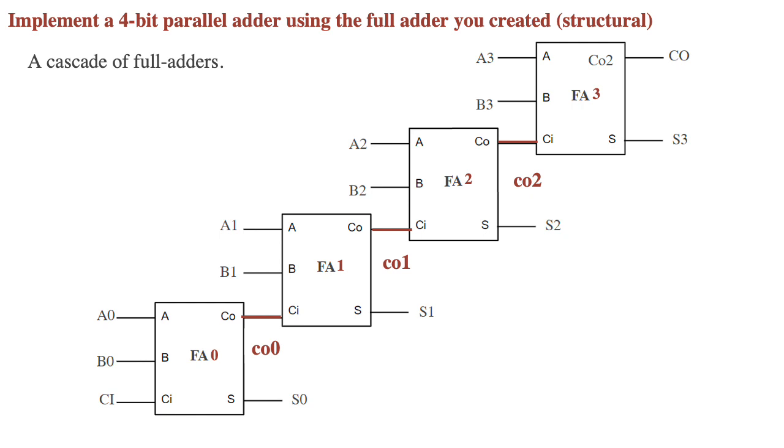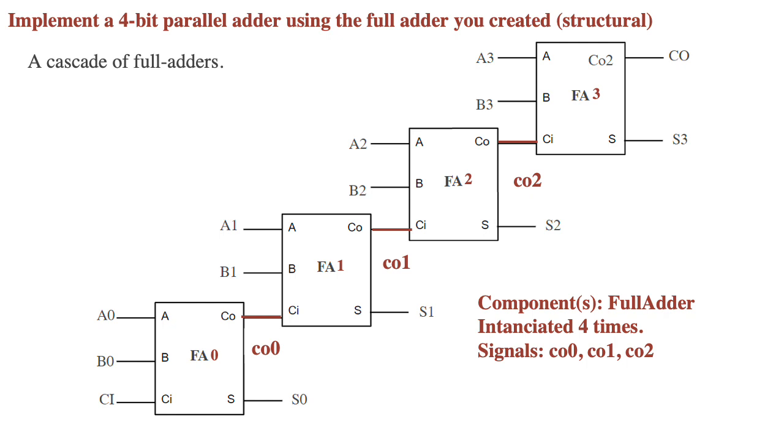So that means I will have a total of 3 signals, CO0, CO1, CO2. Remember, signals are anything that's neither an input or an output signal. Anything that's internal that I'm not outputting or inputting. And I'm using one component, which is the full adder, and I'm using it 4 times. So this will create a map, or a guide, for when I want to implement this in VHDL. One component, the full adder, is instantiated 4 times, and I have 3 signals, CO0, CO1, CO2.